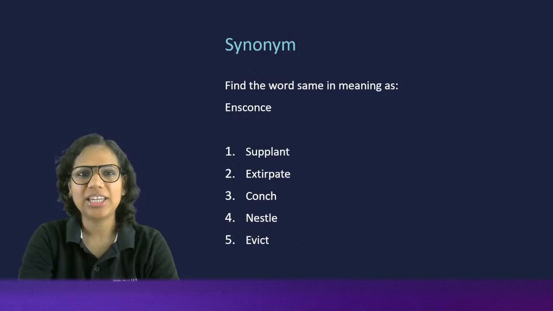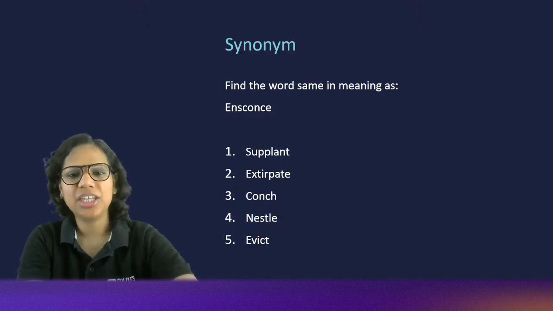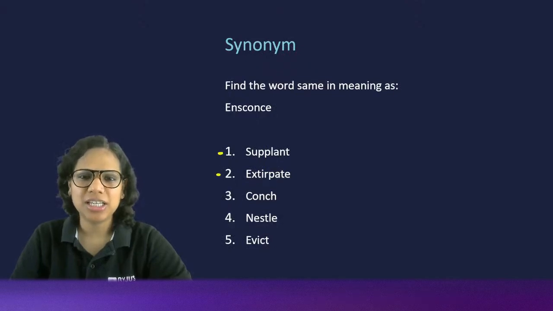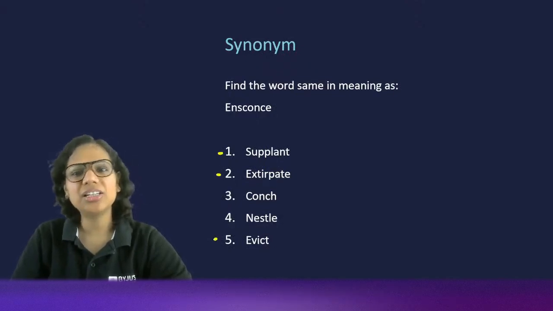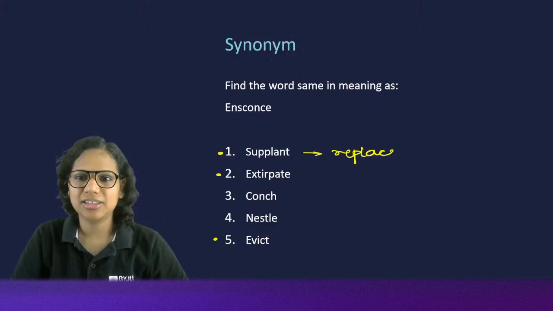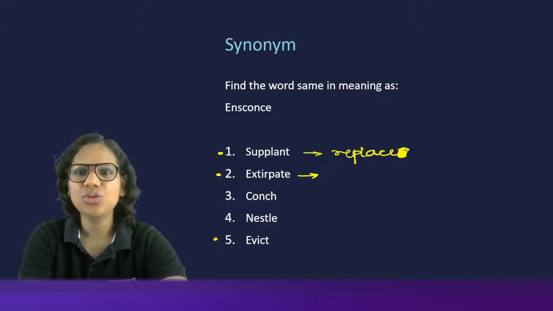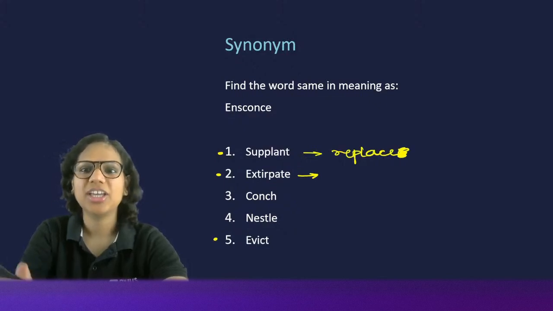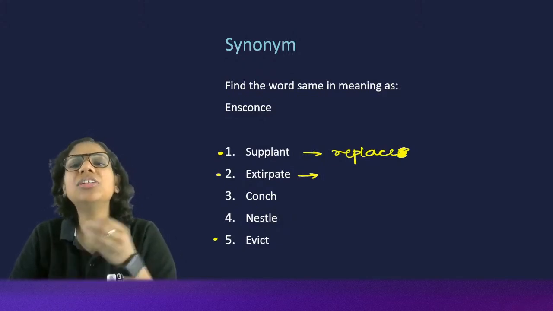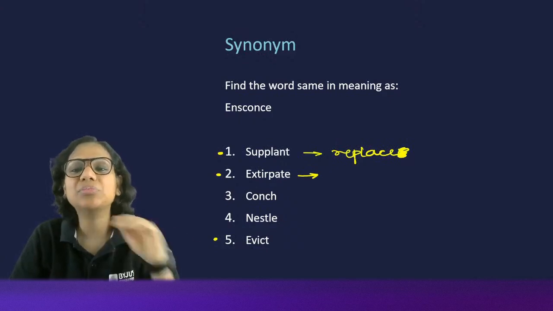Ensconce. You can eliminate a little here. So if you see, 3 words are related here. I'm not saying that they are synonyms. I'm saying they're related. Supplant, extirpate, and evict. When one thing supplants the other, it replaces the other. So supplant is to replace, right? What is extirpate? It is to destroy something completely, such that you don't even realize that that thing existed.